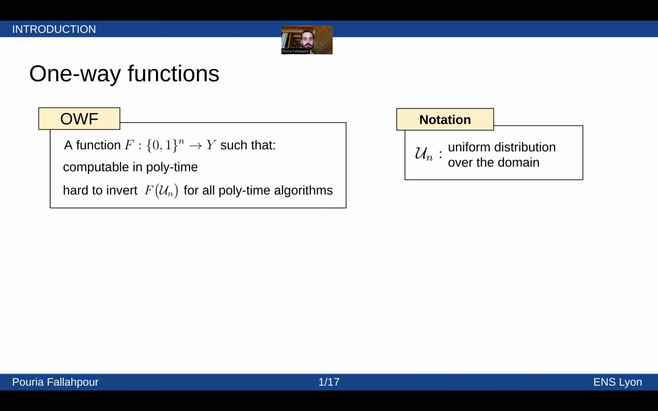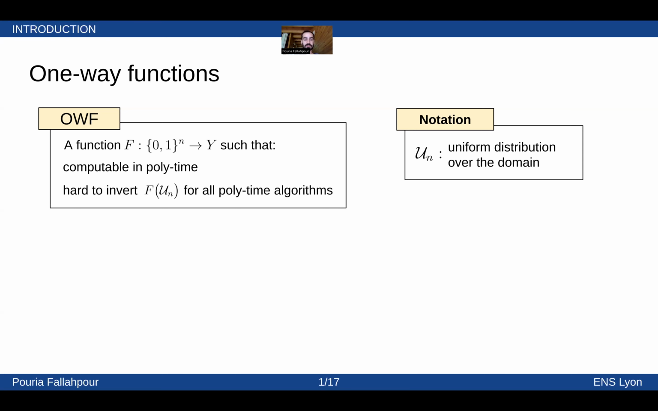So let me start with the definition of one-way functions. A function f is one-way if it's easy to compute, but it's hard to invert, meaning that no polynomial time algorithm can invert f of U_n as a random variable. So one-way functions are fundamental primitives in cryptography.